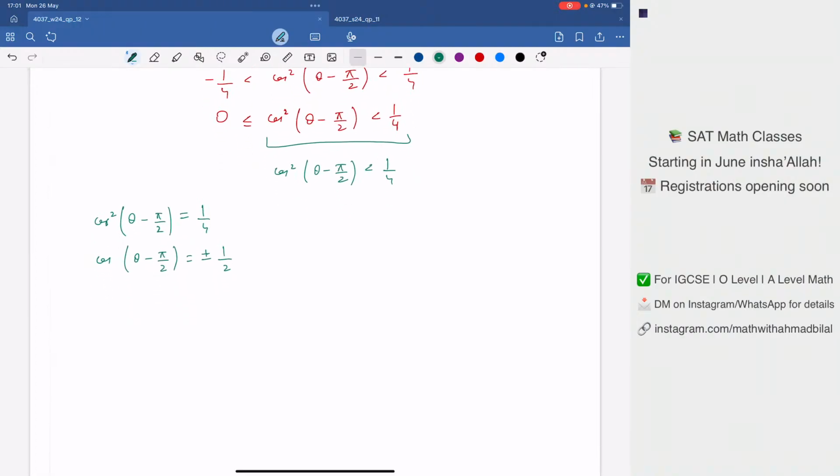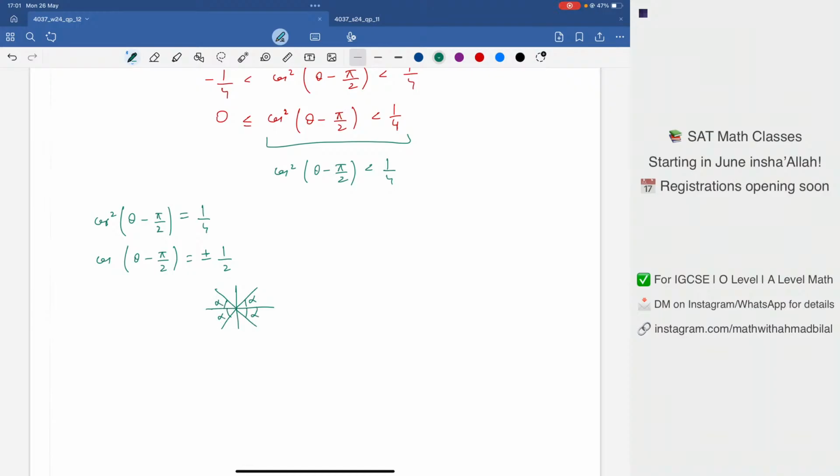What about this now? Cos could be either positive or negative. That does not matter. So that means it could be in any one of the 4 quadrants. All the 4 quadrants are possible. We could have the basic angle here, here, here, and here.